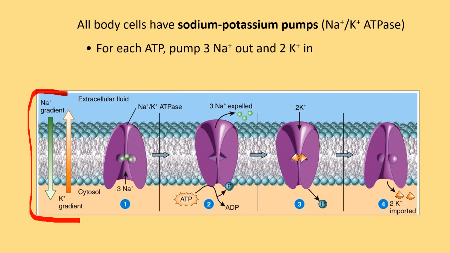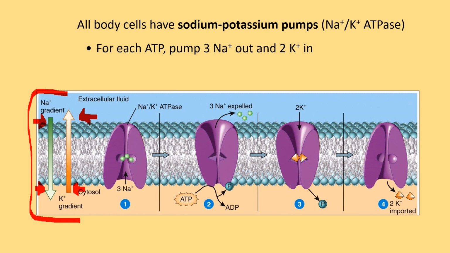So let's start with sodium. Notice here that the dark green color shows us that there are more sodium ions outside the cell compared to inside the cell. So we go from dark green to light green. The opposite is true for potassium ions. There are more potassium ions inside the cell, shown here in the dark, more saturated orange color, more potassium inside the cell when compared to outside the cell.